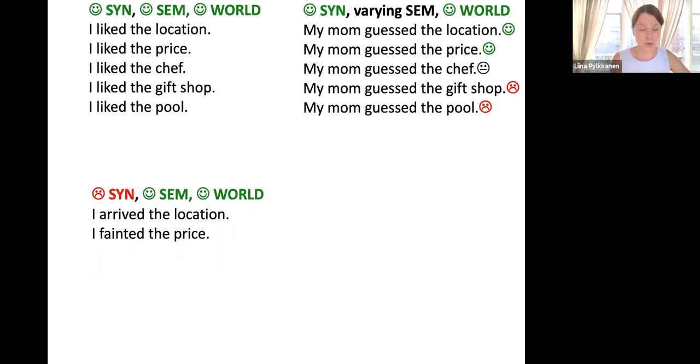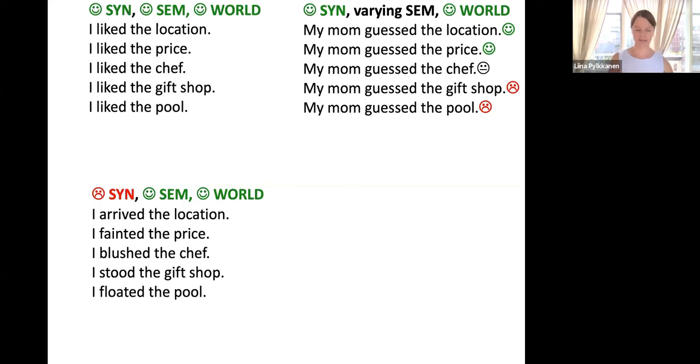I fainted the price, not a good sentence, even if you fainted at the price. I blushed the chef, really tough too. So you can blush at the chef, I guess. I stood the gift shop, not good. If you stood in the gift shop, that doesn't work as a description of that. I floated the pool, not a good description of a situation where you floated in the pool.